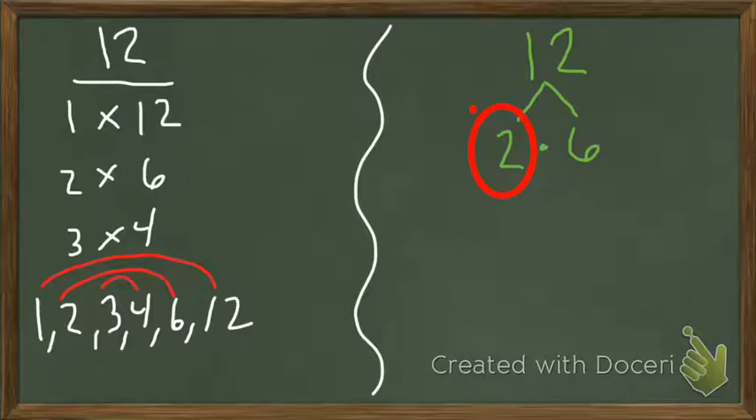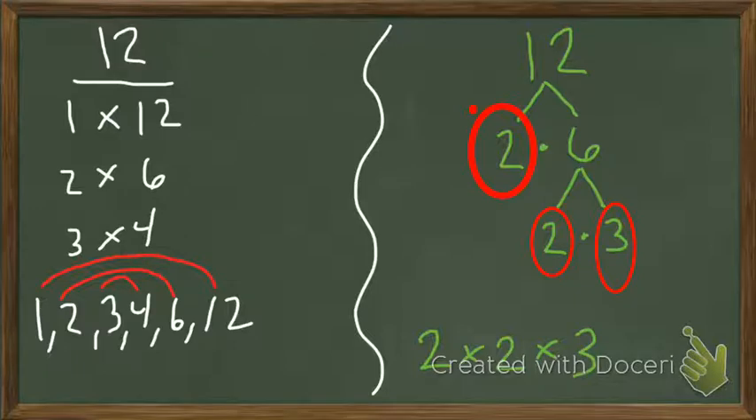6 can still be broken down. 2 times 3. 2 and 3 are prime. So I circle 2, I circle 3. Those are my prime numbers of 12. So my answer for this, the prime numbers would be 2 times 2 times 3.